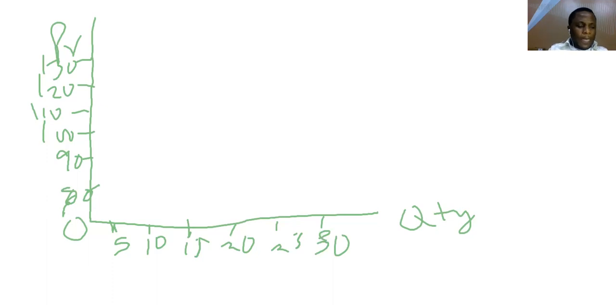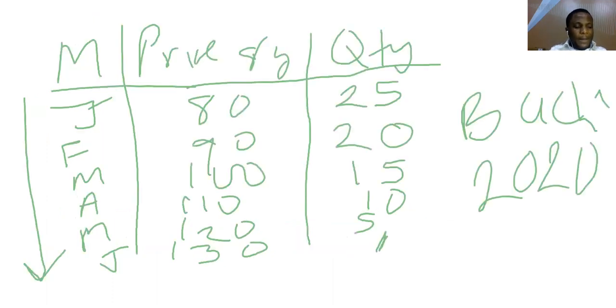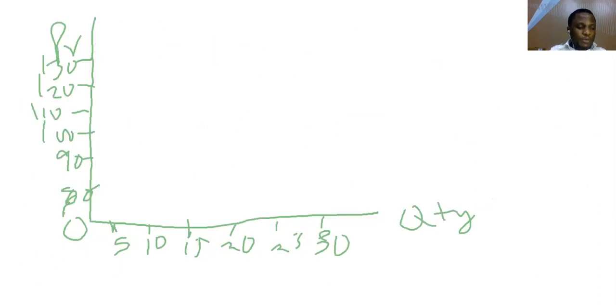So I'll return to my analysis, and I will plot or locate these particular coordinates. When the price was 80, the quantity demanded was 25. When the price was 90, 20; 100, 15, and so on. So I would go back to my graph. When the price was 80, the quantity demanded was 25 from my slide. So when the price is 80, you trace it down, quantity demanded is 25. This is the point. I locate this. This is for January.